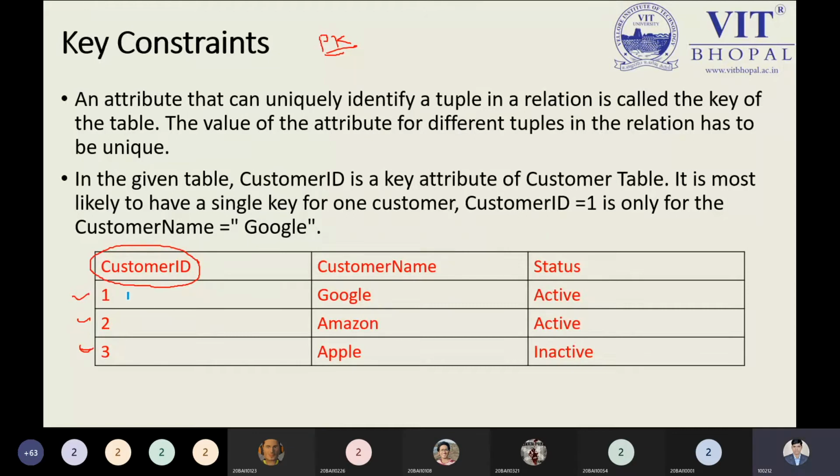The customer whose ID is 1 has customer name Google and status active. The customer whose ID is 3 has customer name Apple and status inactive. So by the combination of all these values, we can say we have uniqueness in the record. If you have the same sequence of all the data elements associated with the columns, then we have duplicacy. But if even one column does not satisfy the duplicacy, then we have uniqueness.